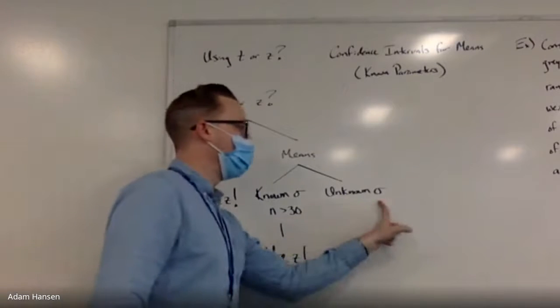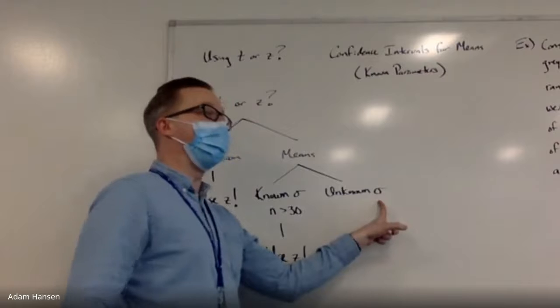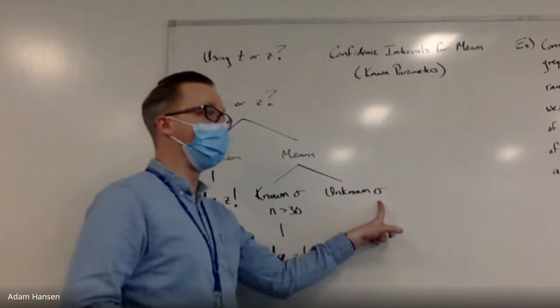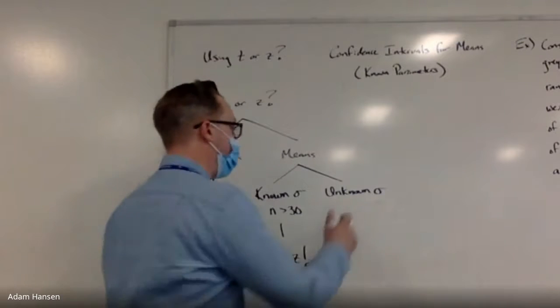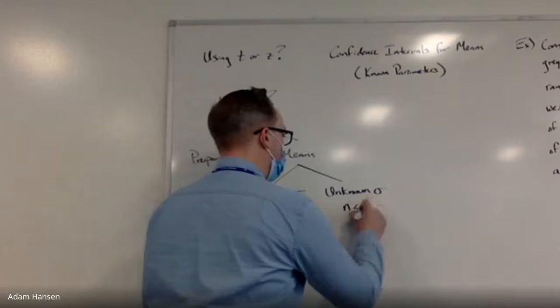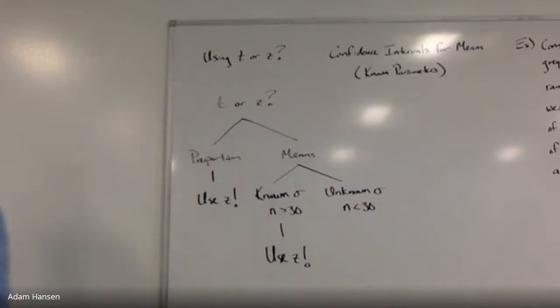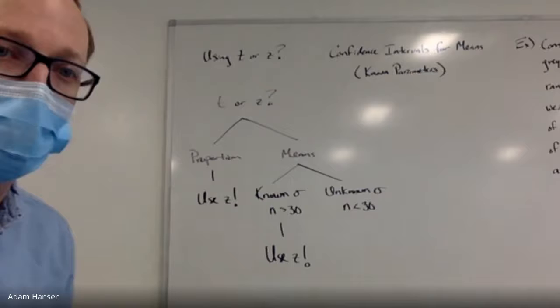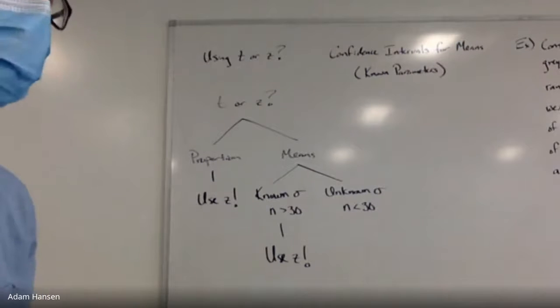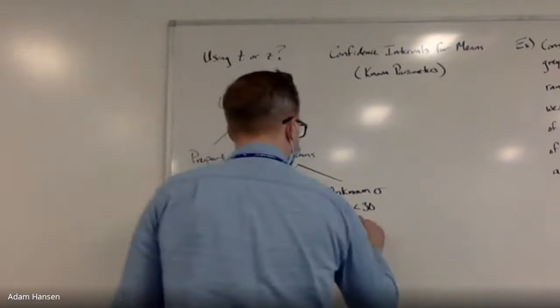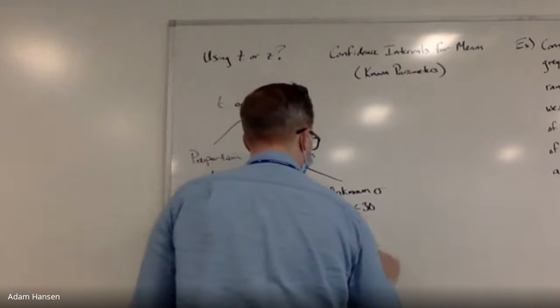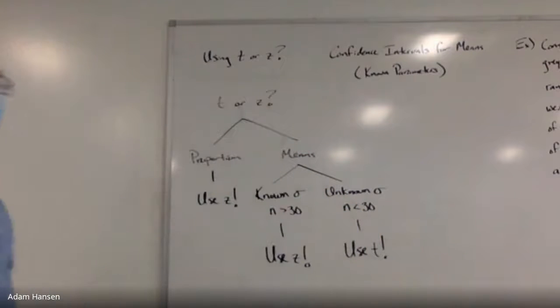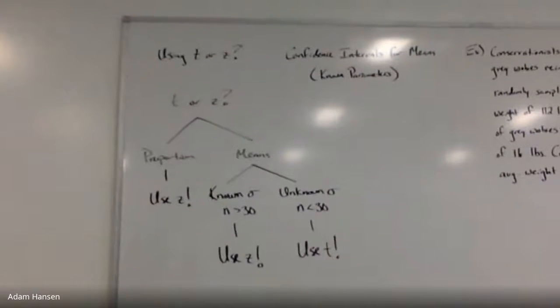If I have to use my sample standard deviation as an estimate of the overall variability, or I have a sample size that is smaller than 30, and small sample sizes produce more error, the t-distribution, because it accounts for that large amount of error with the fatter tails, is a more appropriate model. Okay.